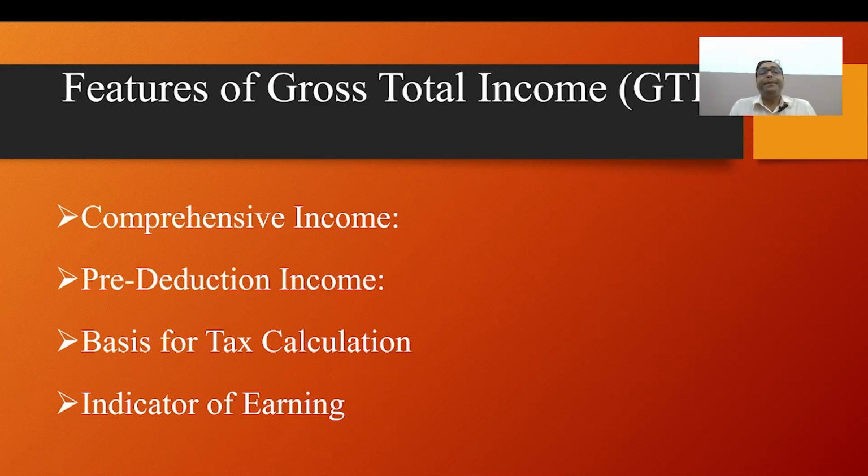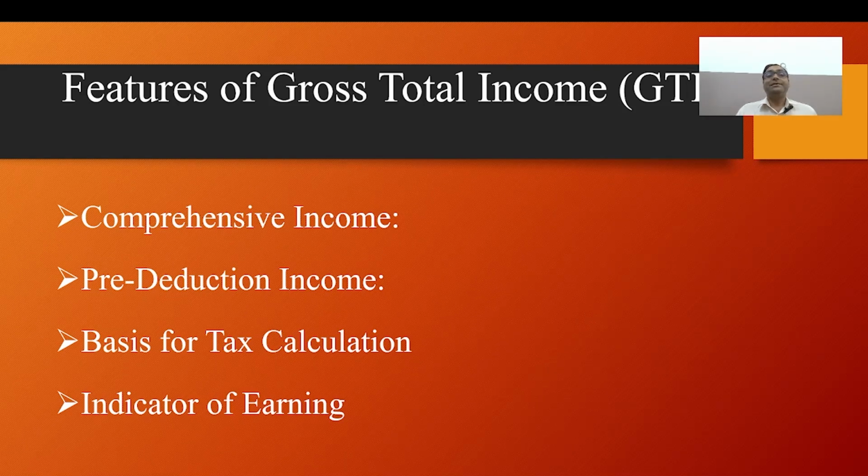Now, number two is pre-deduction income. Gross total income is the total income before any deduction or exemption is applied. It does not take into account any tax saving, investment, or deduction under Section 80C to 80U of the Income Tax Act 1961.